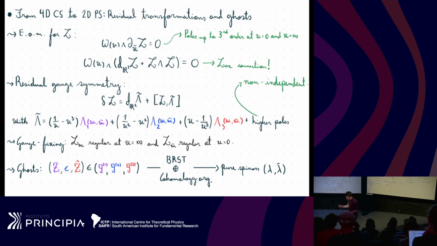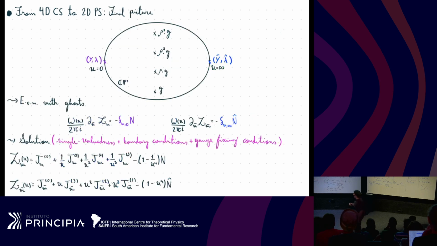And we can do a BRST procedure and use some cohomology arguments to show that this set of ghosts, with the BRST charge that we get, is actually equivalent to a system of a pair of pure spinor ghosts with the BRST charge of the pure spinor formalism. So, okay, we have all the ingredients now, the matter fields and the ghosts. So this is the final picture that we have.